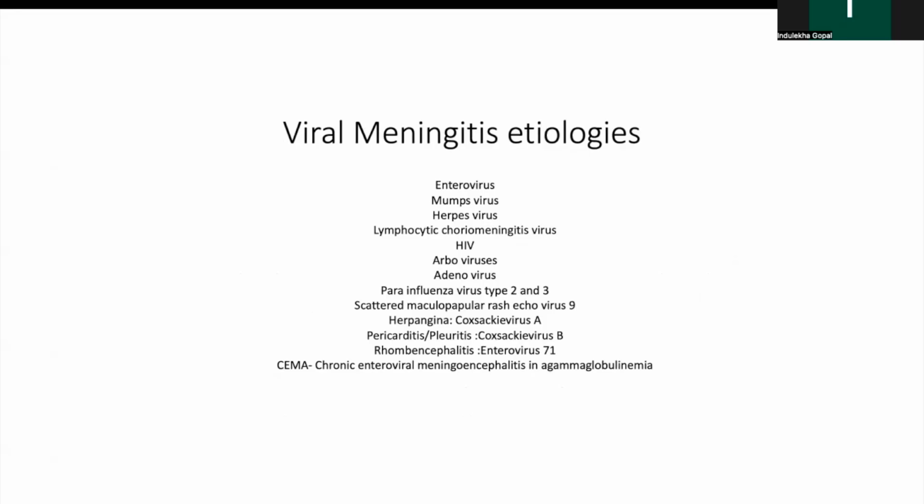Herpangina, that is Coxsackie virus A. With Coxsackie virus B, you see pericarditis and pleuritis. Rhombencephalitis has an association with enterovirus 71. And there is an entity, chronic enteroviral meningoencephalitis, and you see that with agammaglobulinemia.